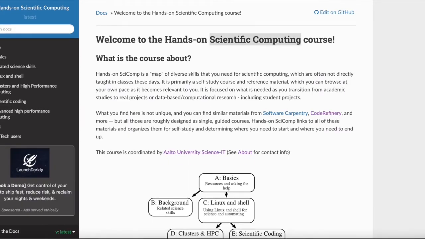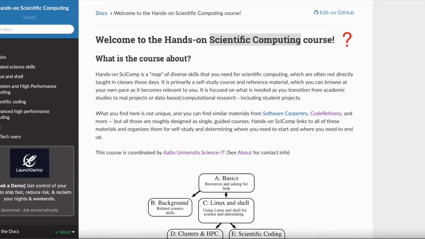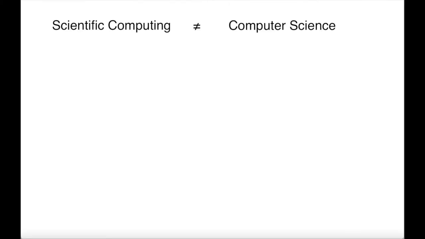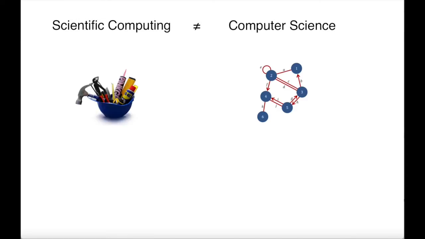For example, the course name refers to scientific computing, but what does that even mean? Scientific computing and computer science are very close terms, but they refer to different approaches of computing. So, to be clear, computer science is more focused on information technology and algorithms, whereas scientific computing is using a computer as a tool for science.